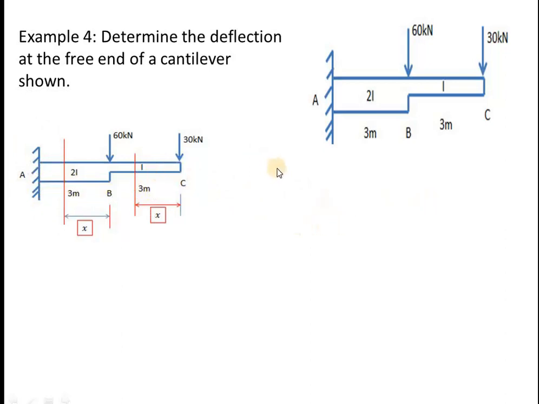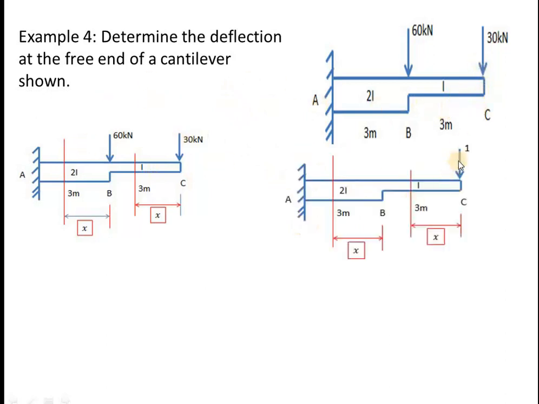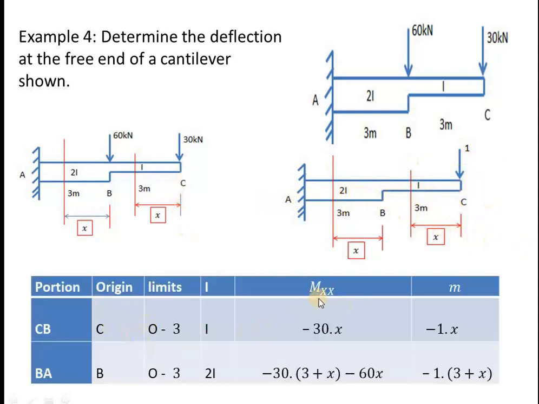Now, we put the unit load at the point C, because the deflection at the free end is asked, and C is the free end here. So you have to remove this loading and apply the 1 unit load at C. Again, the spans remain the same, but the sections will have to be taken from this to this. Now look at this. For the first, CB is the portion, C is the origin, and the limits will be C to B, that is 3 meters, with I. Next, BA is the portion, B is the origin, X equals 0 at B, X equals 3 at A. Now for this portion it is 2I.